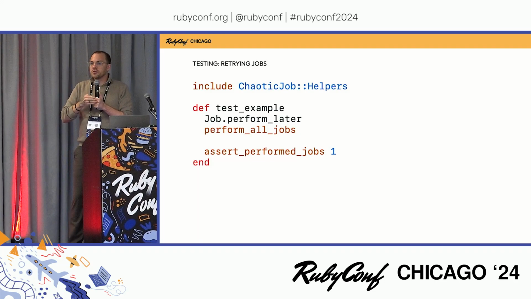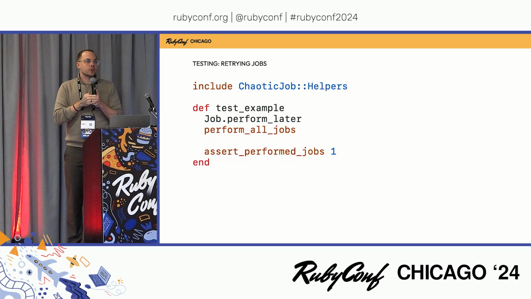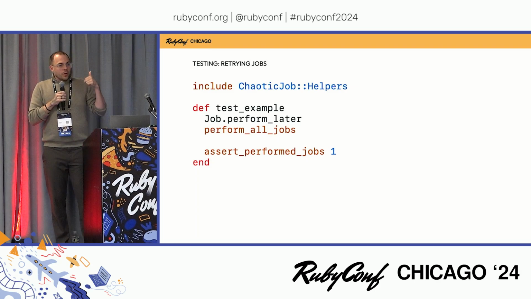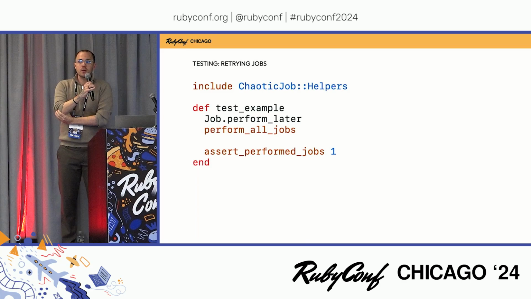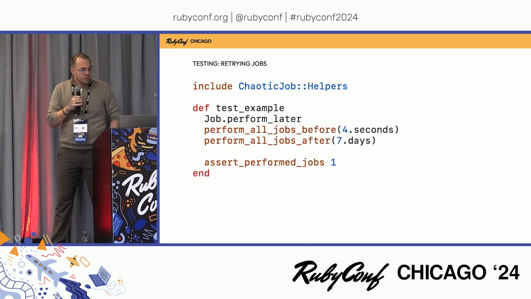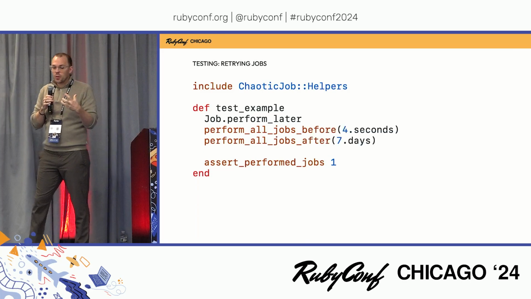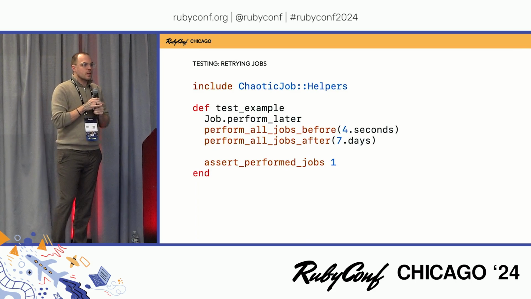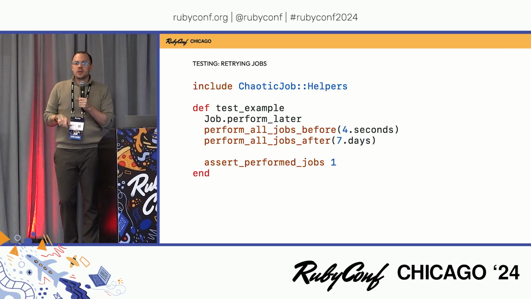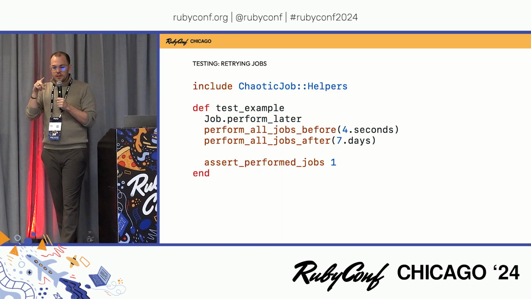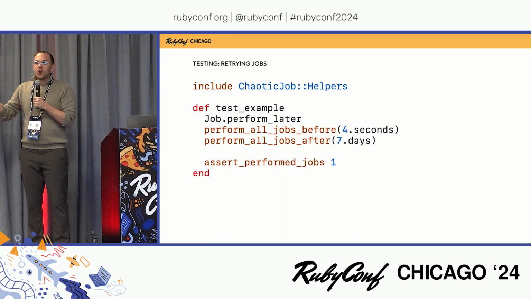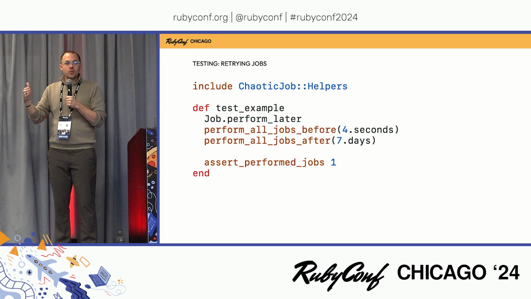We're going to execute jobs in waves, based on when they're scheduled. But if we're dealing with scheduled jobs, when we're virtualizing time, we're going to need a little bit of control. So in addition to perform all jobs, you have perform all jobs before and after. And this allows you to ensure that, for example, in that first case, you perform all of the jobs and their retries and perform no scheduled jobs.